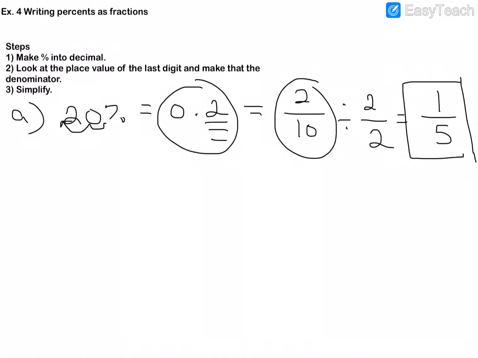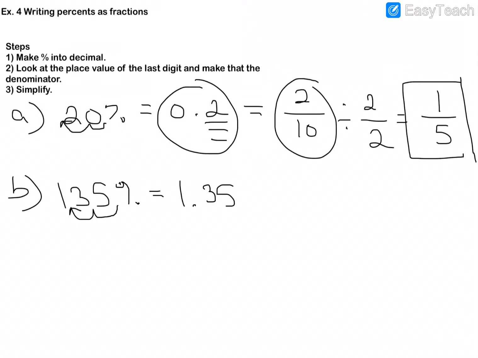All right, let's try another one. 135%. First step, make it into a decimal. I'm going to go 1, 2. So now my decimal is 1.35. So I have a whole number 1, and then I have 35 hundredths. What place value is this 5 in? The 5 is in the hundredths place. The 3 is in the tenths place, and the 1 is in the ones place.